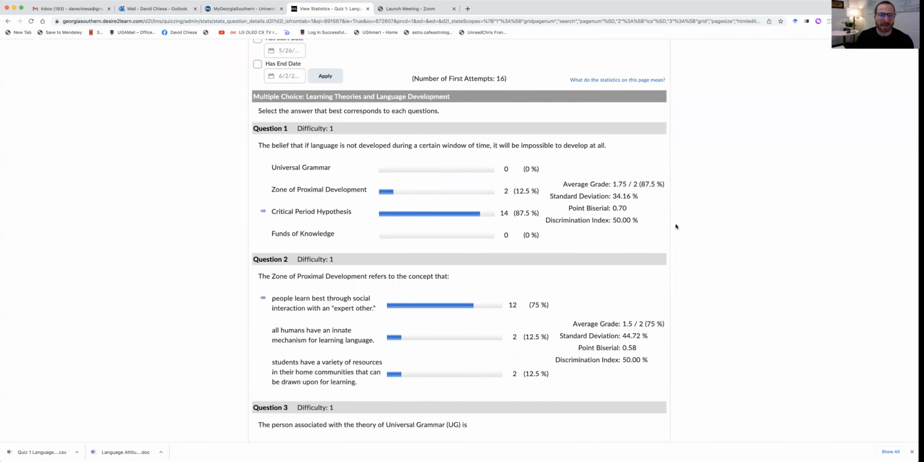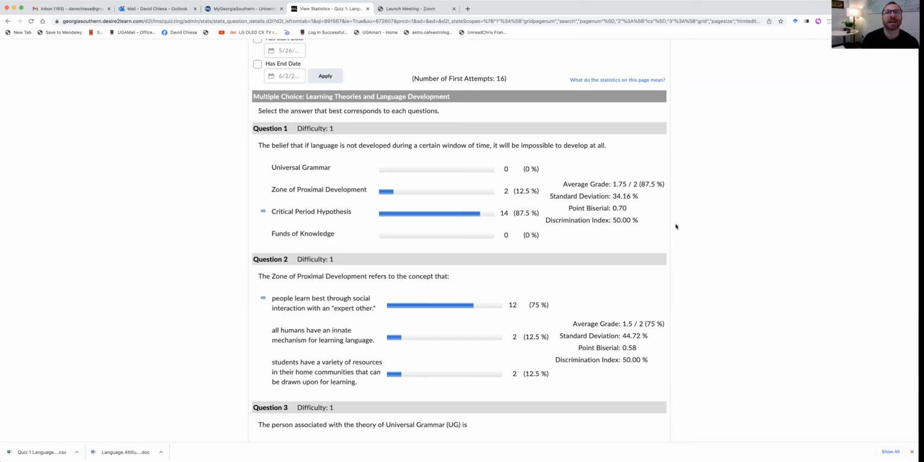Question number 2, the ZPD, zone of proximal development, refers to the concept that people learn best through social interaction with an expert other. And the majority of you got that correct. Standard deviation, 44.72%, that's not bad. Point biserial, again, above 0.50, we're doing good. Discrimination, 50%, nice. So this is a good item.